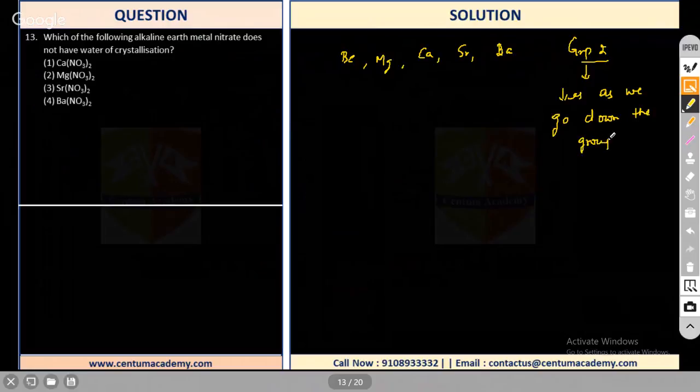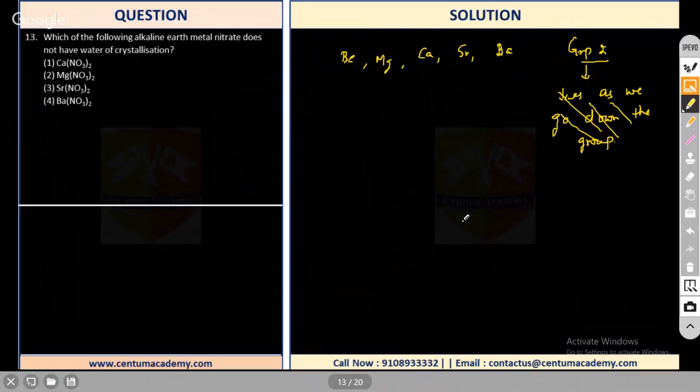For the group 2 elements, the tendency to form nitrate decreases as we go down the group, correct? According to this logic, the question is: which alkaline earth metal nitrate does not have water of crystallization? So this fact is not actually useful here. Let it be. Since we have to find out the water of crystallization.